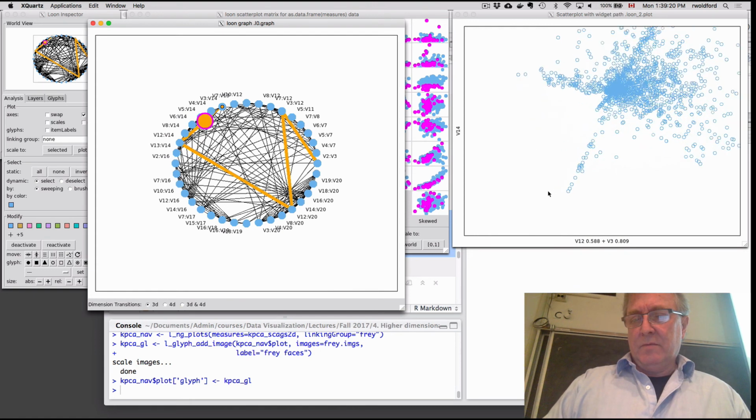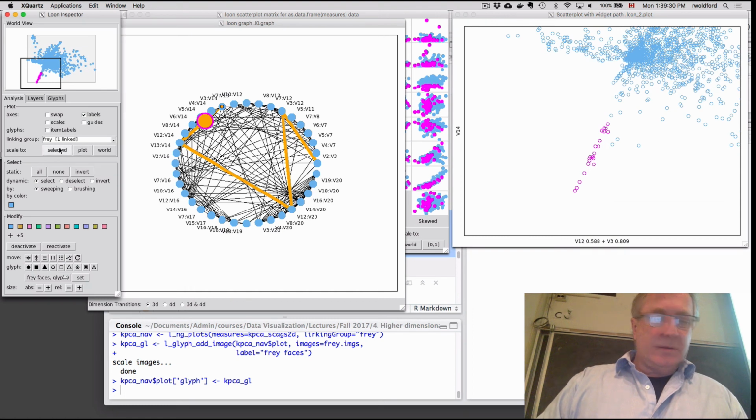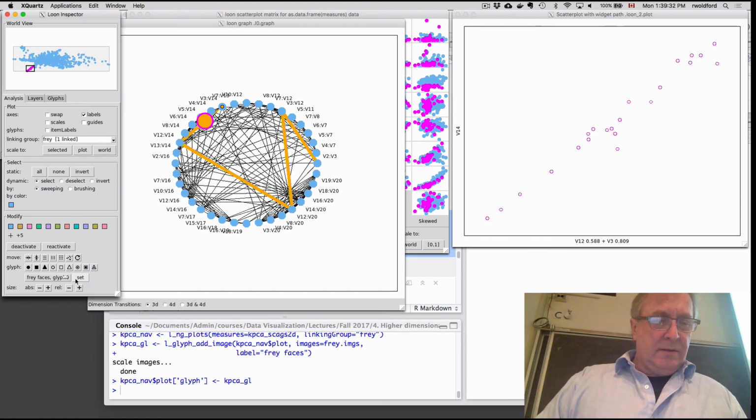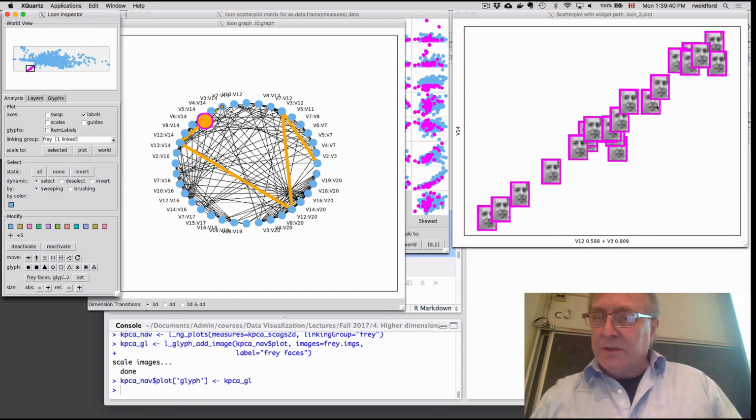I'll just pick out one of these, like this line here. Just curious, why is that appearing in some vaguely linear fashion? And scale to selected, and see what are we looking at. So a bunch of smiley faces here. Is there a transition moving from one to the other? I'm not so sure.